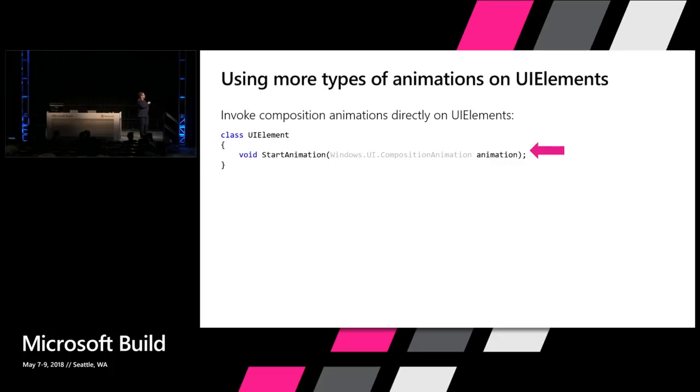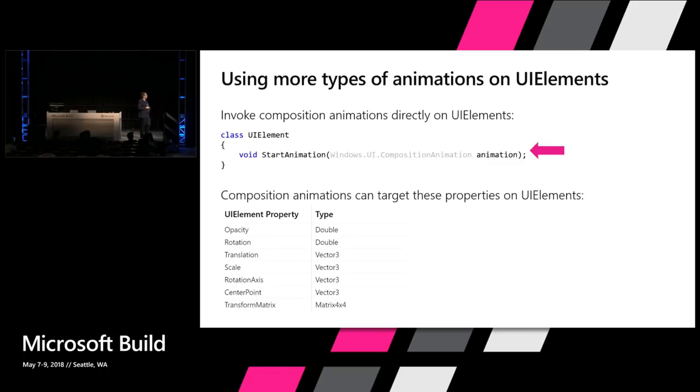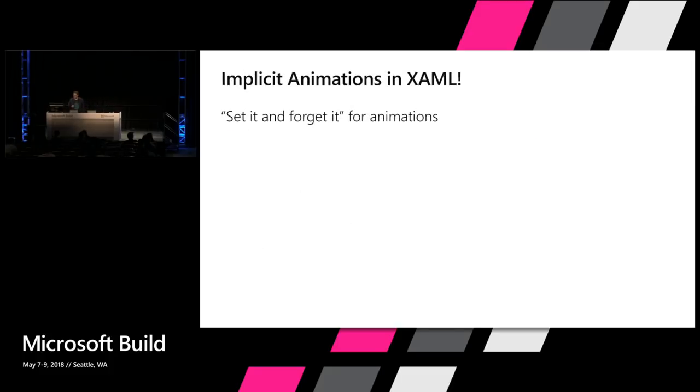It's pretty straightforward. There's a new function called start animation on UIElements that takes a composition animation. So all those types of composition animations you can plug in there. And the composition animations themselves can target these properties on UIElements. Opacity, rotation, translation, scale. If you're one of the brave and the few who go and use transform matrices, you can animate those as well to do really fancy stuff. So more animations on UIElements.